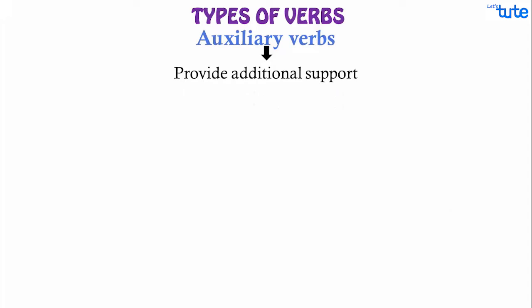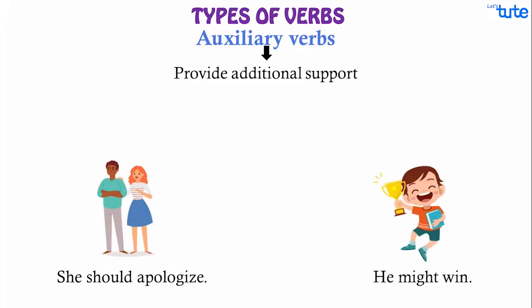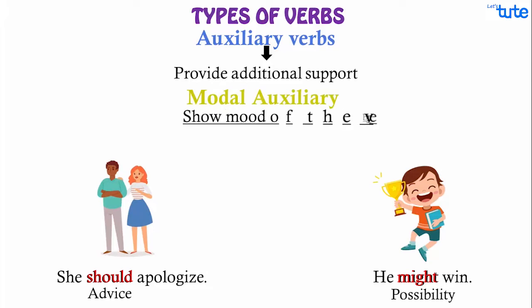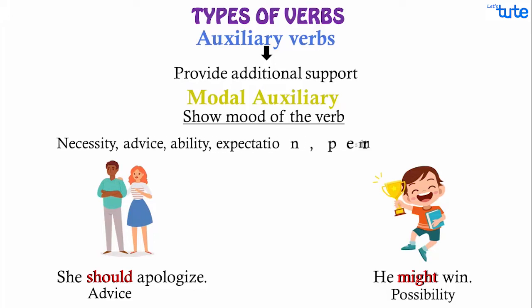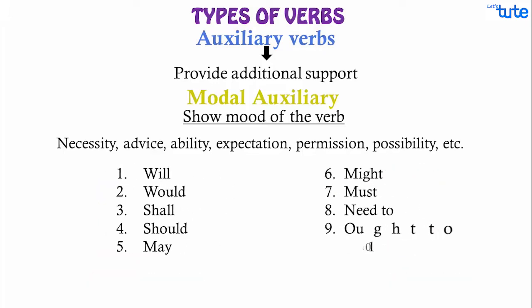Moving ahead, let's see these examples. She should apologize. He might win. Here, the auxiliary verbs should show advice and might shows possibility. These are called modal auxiliary verbs, which show the mood of the verb. They express necessity, advice, ability, expectation, permission, possibility, etc. The following are the modal auxiliary verbs.